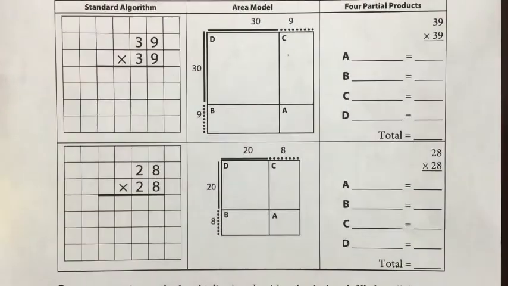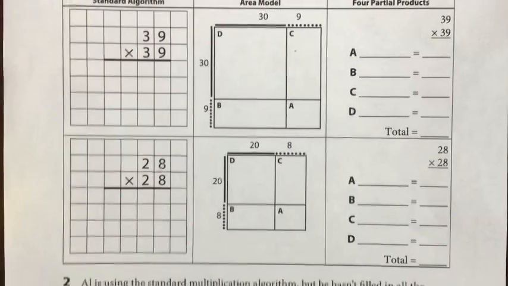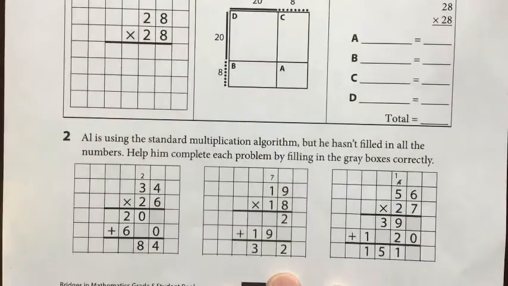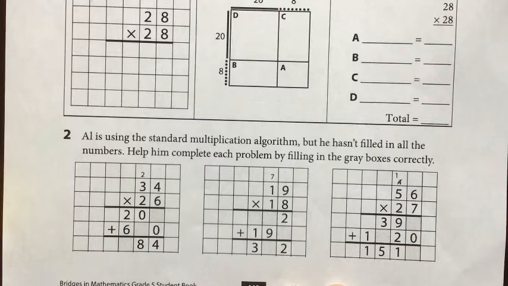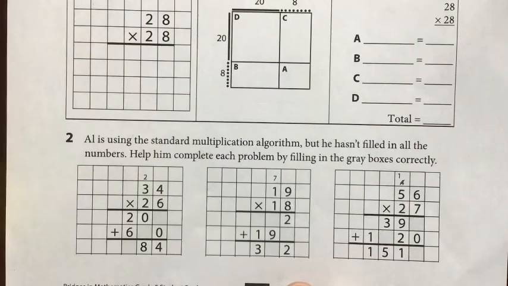So I'm going to do this problem with you, but then you can do the next problem on your own. And then I'm going to go ahead and show you how to do number 2. You're going to see that number 2 is missing some digits, and it's going to be your job to figure out what those missing digits are. So let's jump back to the first problem, and we'll do that one together, and then you can do the second one on your own.